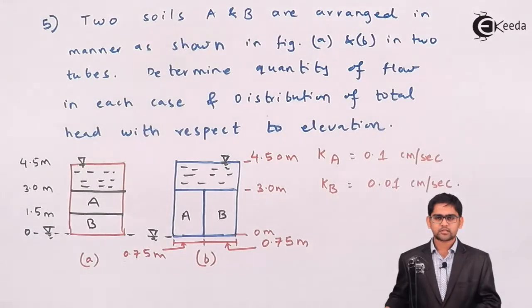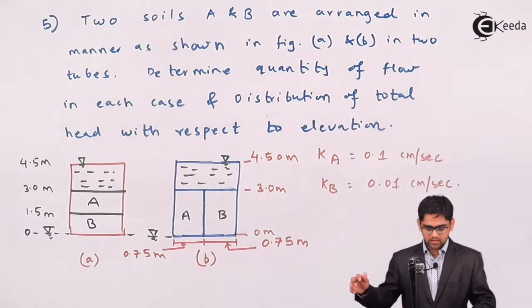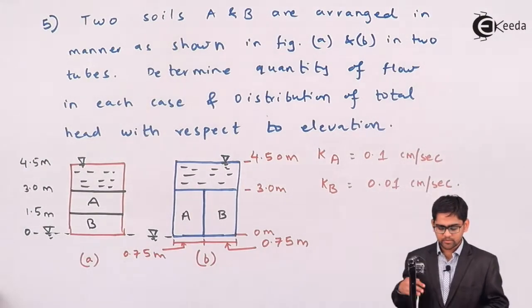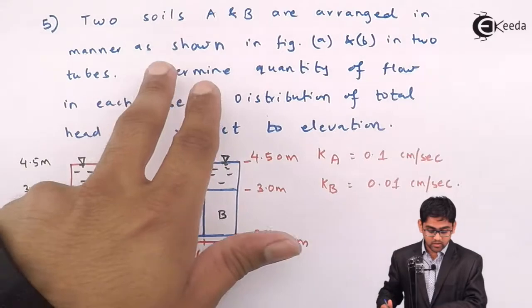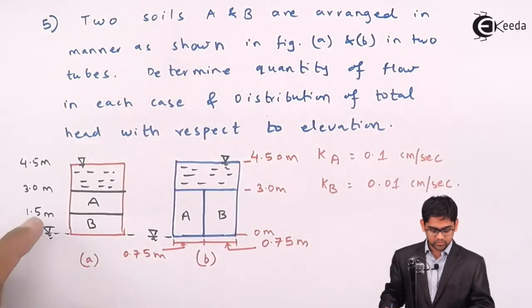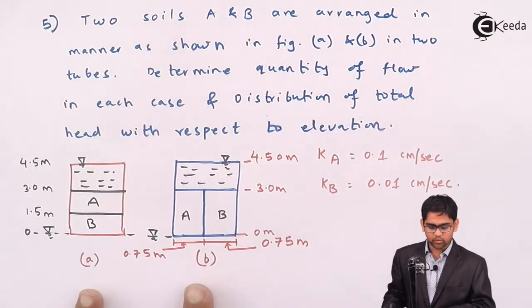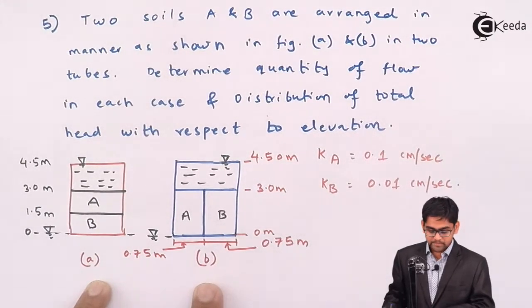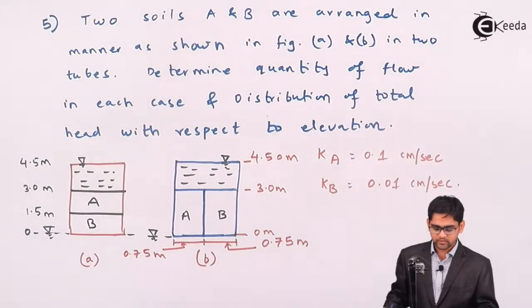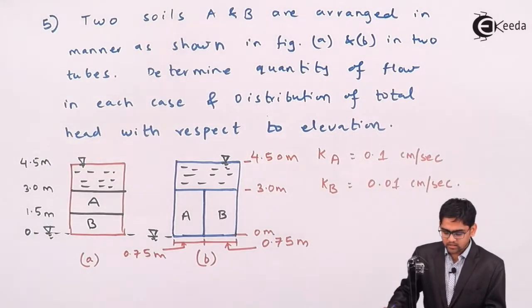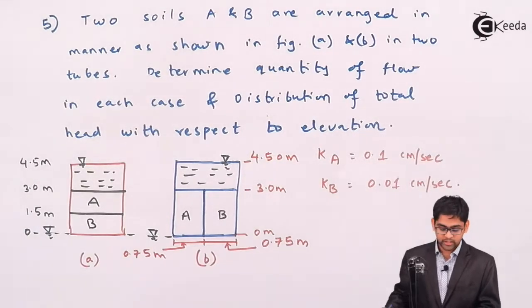So move ahead with the next problem number 5. As far as this problem number 5 is considered, we have two different soils, soil A and soil B, which are arranged in a manner as shown in both cases, case A and case B. For both of these cases, we have been asked to determine the quantity of flow, again the flow rate, and the distribution of the total head with respect to the elevation.